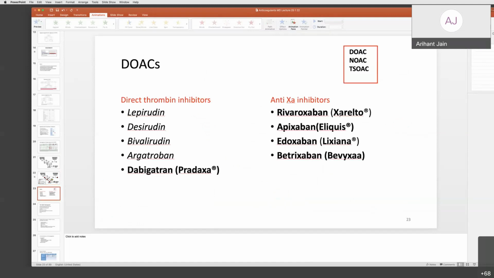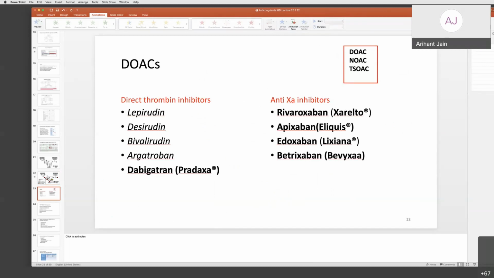Anti-10A inhibitors would be rivaroxaban, which typically comes as the brand name Xarelto, apixaban comes as Eliquis, edoxaban comes as Lixiana, and Betrixaban comes as Bevyxxa. So these terms, DOAC, NOAC, TSOAC, targeted specific oral anticoagulant, are all used interchangeably.